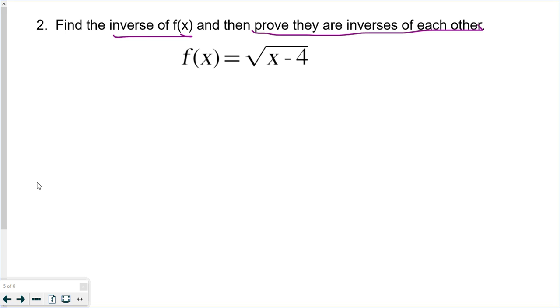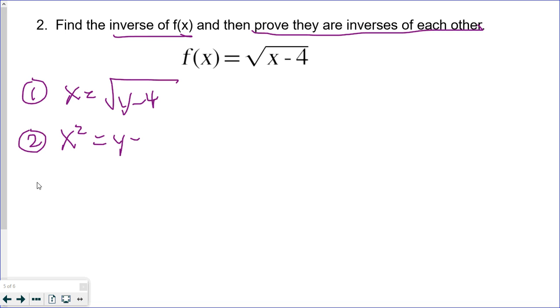Start by saying, okay, step 1, we're going to switch x and y. So I'm going to say x equals the square root of y minus 4. And then we're going to get y by itself in that second step, right? So I'm going to square both sides and add 4. So I get that y equals x squared plus 4. Or we'll call that f inverse of x, and we'll say, all right, that is x squared plus 4.